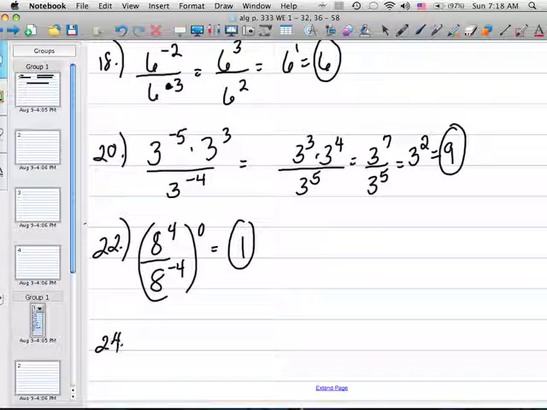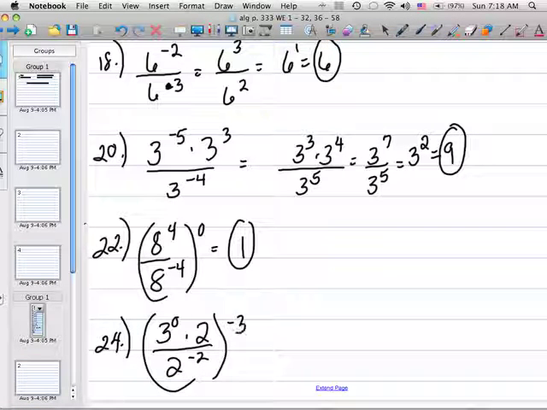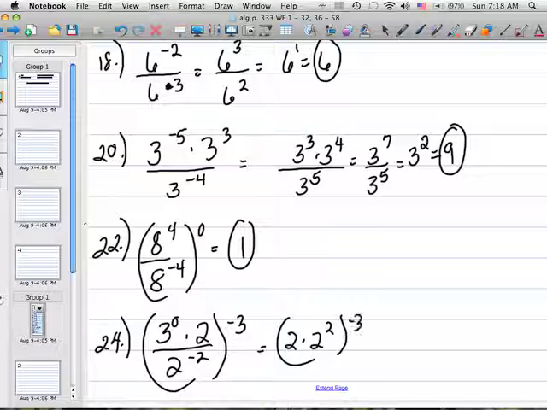Number 24, I have 3 to the 0 power times 2 over 2 to the negative 2 power taken to the negative 3 power. So let's work inside here. 3 to the 0 power is 1. So I have 1 times 2, which is just 2. 2 to the negative 2 power is going to move up and be 2 to the 2nd. And I'm going to take that to the negative 3.